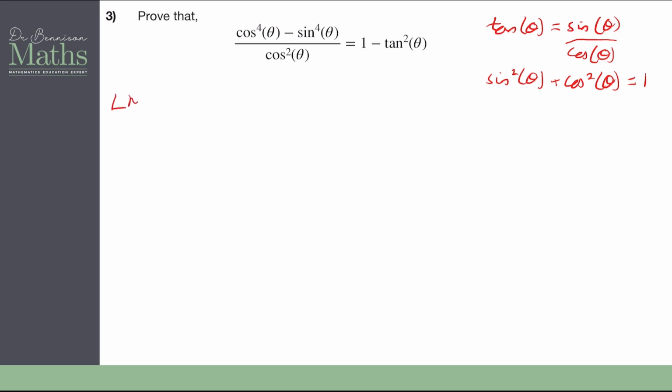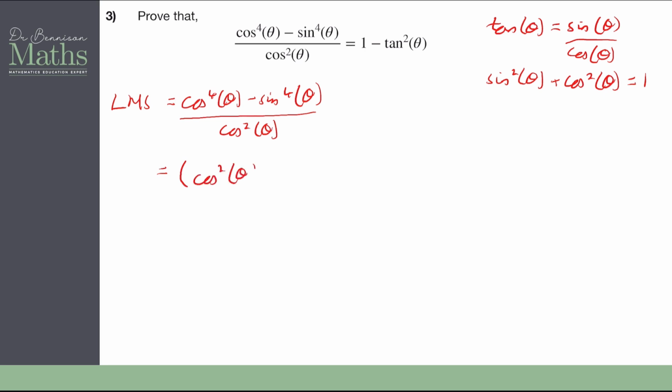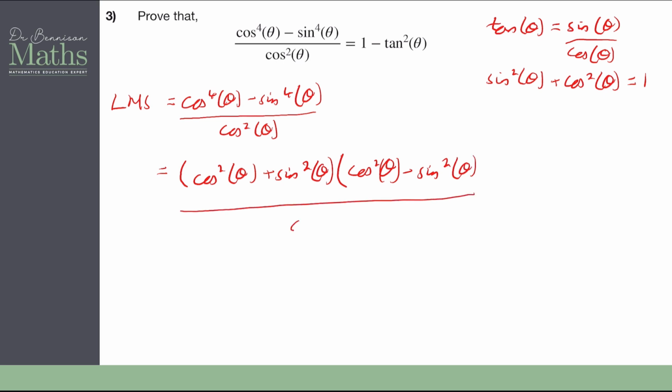So on the left-hand side, we've got cos to the 4 theta minus sine to the 4 theta all over cos squared theta. And the key thing to notice here is that the numerator of that fraction is a difference of 2 squares. And I can therefore write this as cos squared theta plus sine squared theta, all in one bracket multiplied by, in another big bracket, cos squared theta minus sine squared theta. And that is all over cos squared theta.